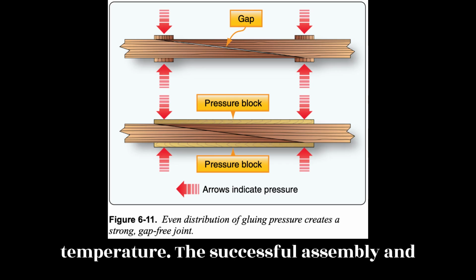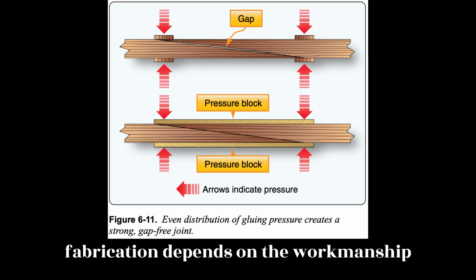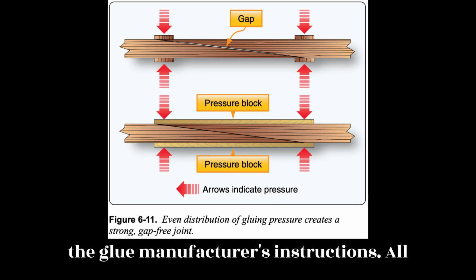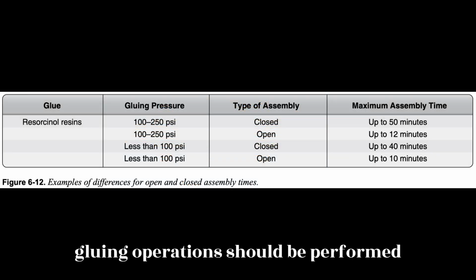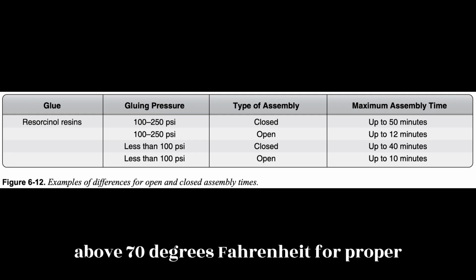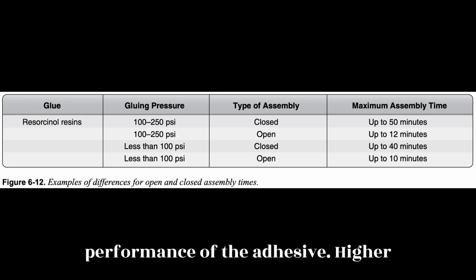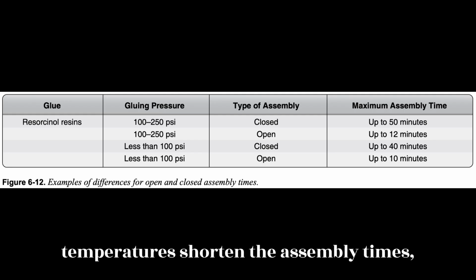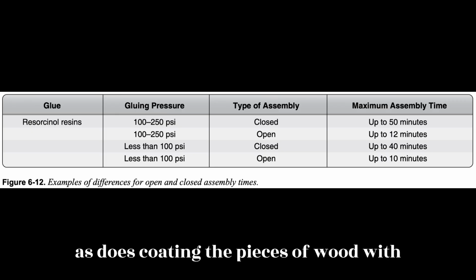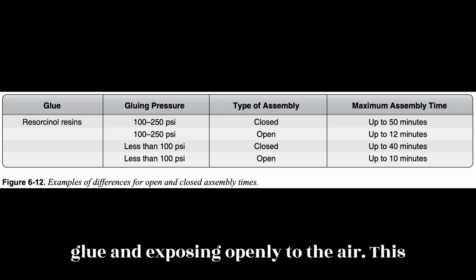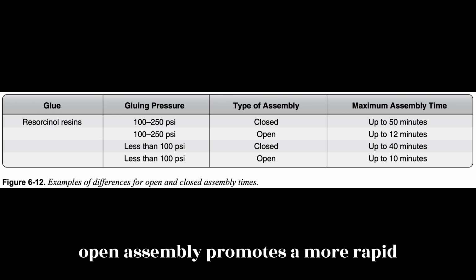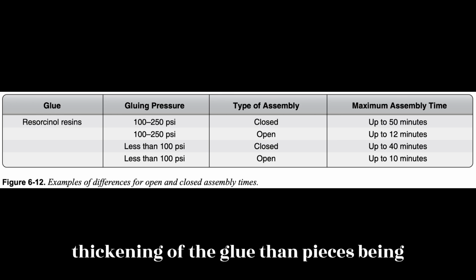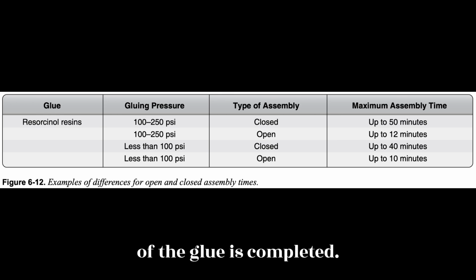The successful assembly and fabrication depends on the workmanship and quality of the joints and following the glue manufacturer's instructions. All gluing operations should be performed above 70 degrees Fahrenheit for proper performance of the adhesive. Higher temperatures shorten the assembly times, as does coating the pieces of wood with glue and exposing them openly to the air. This open assembly promotes a more rapid thickening of the glue than pieces being mated together as soon as the spreading of the glue is completed.